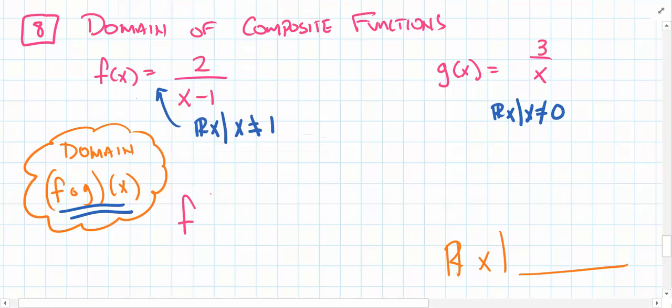Okay, now, if g of x is first, well, what's the very first thing I cannot allow in my composite function, given the fact that g is first? 0. So I know right away that the composite function has all numbers such that x is not equal to 0 as one of its conditions. I cannot allow that, right? Because if I put in a 0 for g, boom, I already get an error, right?